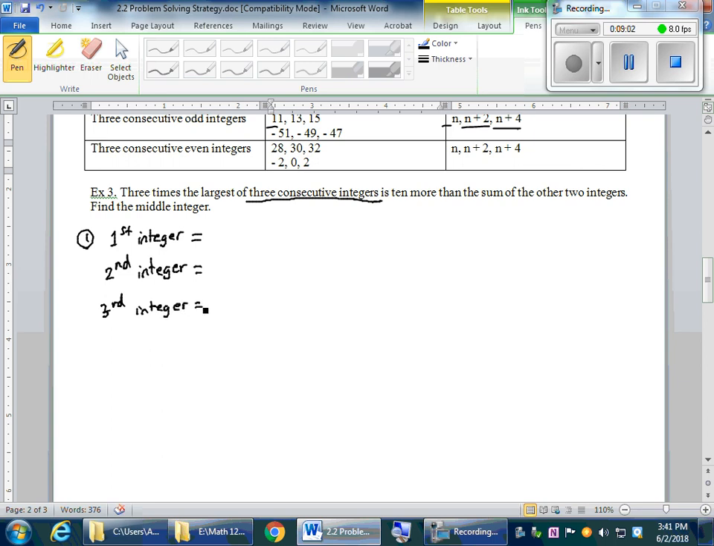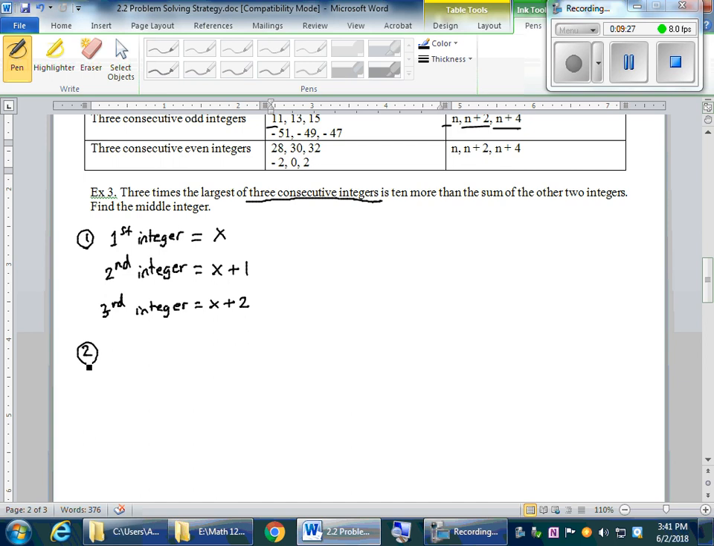So therefore, the very first one will be x. Since it's consecutive integers, they are 1 unit apart from the first one to the second one, so it will be x plus 1 for the second, and then x plus 2 for the third because it's 1 more than the second. Now we will use these variable expressions to translate.